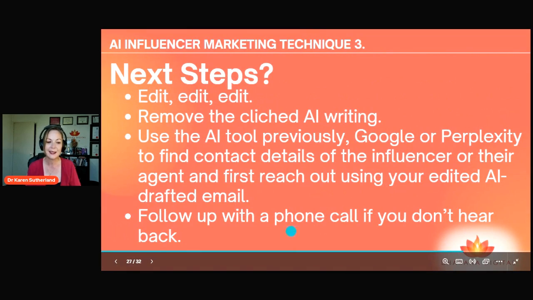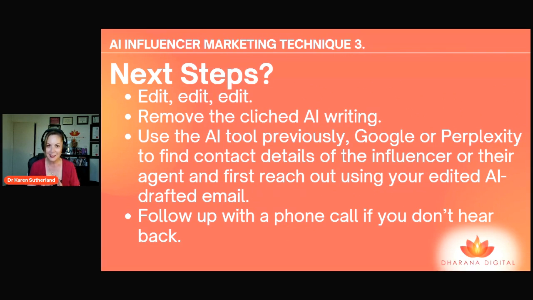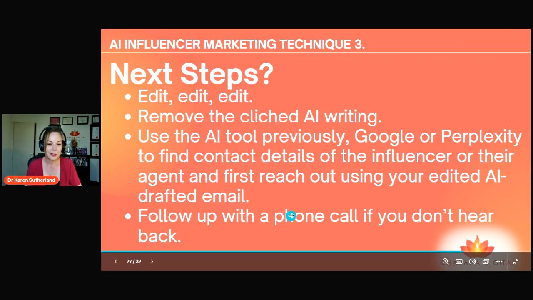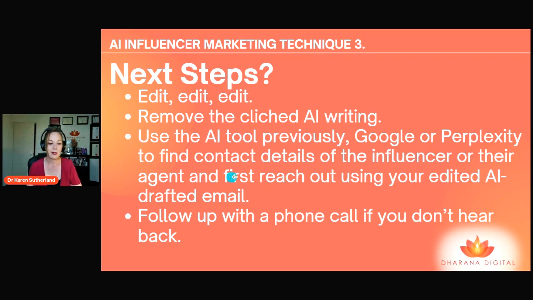And the next steps, as I said, edit and edit again. It is a first draft generator. That's what it is. So it gives you the basics and the basic format, and then just make it your own. Remove the cliched AI writing, e.g., "I hope this email finds you well." I get a little tick in my eye whenever I read that. And use the AI tool previously to find out contact details of the influencer and their agent to reach out once you've edited it. You could use Google, or Perplexity is also a good tool to find out contact details, to actually be able to work out where to send that and send it off. If you don't hear back, then follow up with a phone call, like you would normally do if you were trying to get in contact with a journalist or anyone like that.